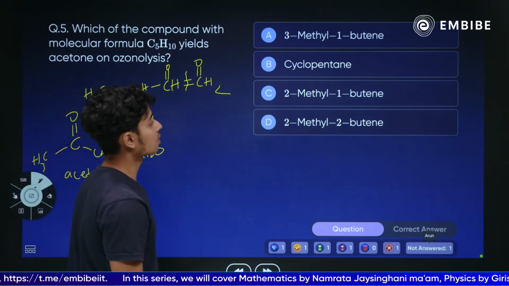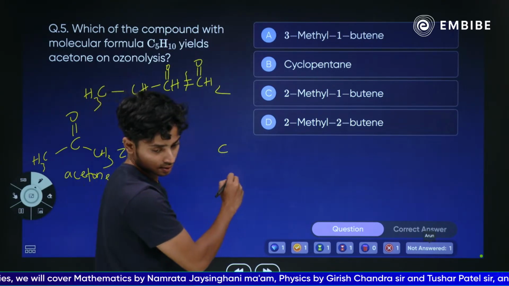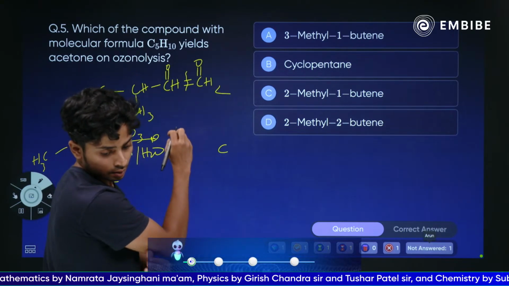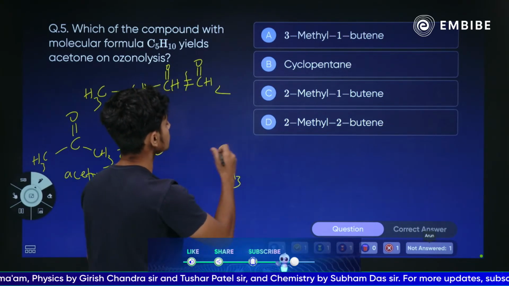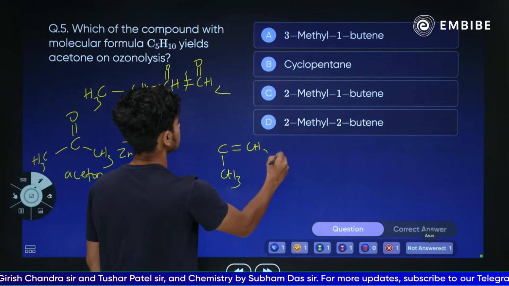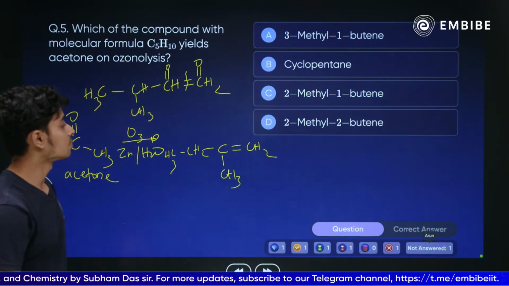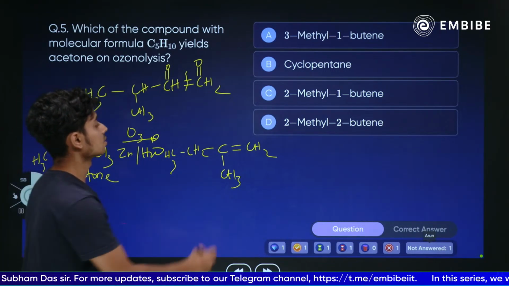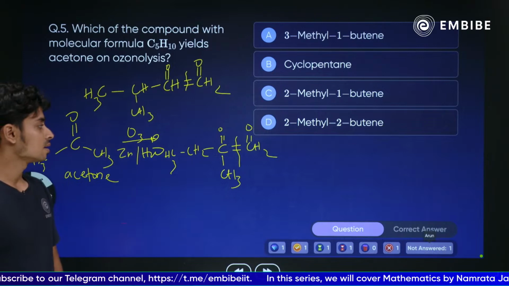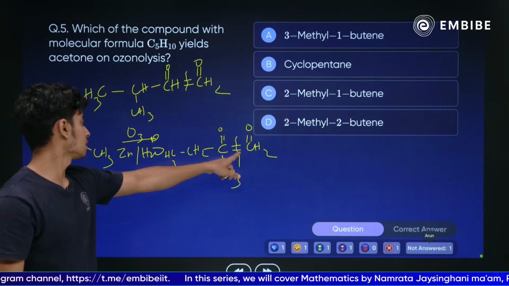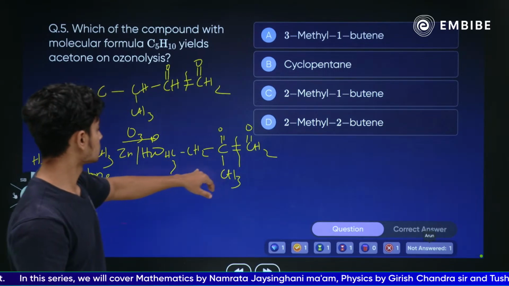Similarly, if you take 2-methyl 1-butene, it looks like this. So CH3, this one will be CH2, then you've got CH2, then you've got CH3. This is your 2-methyl 1-butene. When you do ozonolysis, just add a double bond here, a double bond with oxygen. So this again won't give me acetone. This is giving me formaldehyde and I think propan 2-on, if I'm correct.